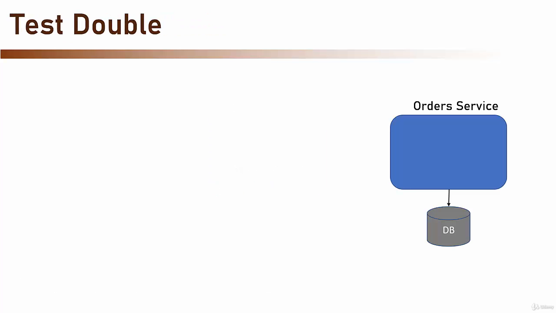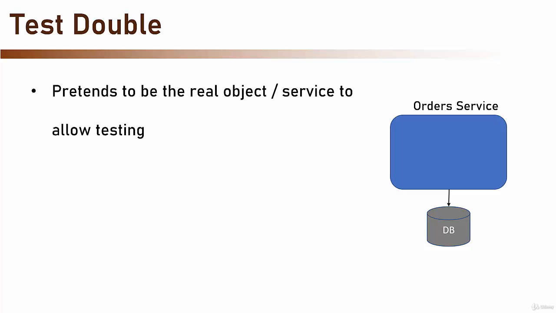Well, in this case, we are going to use a thing called test double. Test double is an object or a piece of software that pretends to be the real object or service, so to allow testing. For example, in our case, test double will pretend to be the database so that our integration testing will pass. Now, we have three types of test double: fake, stub, and mock. Let's dive into each one of them and understand what they are.